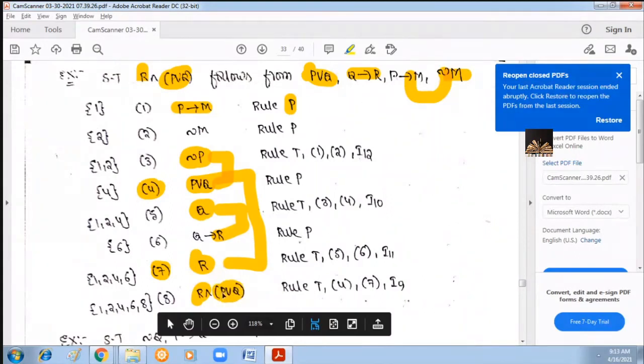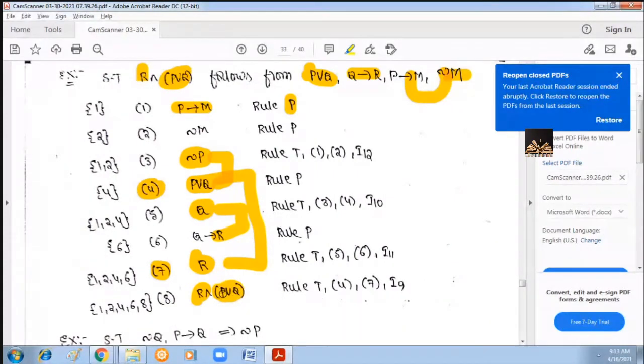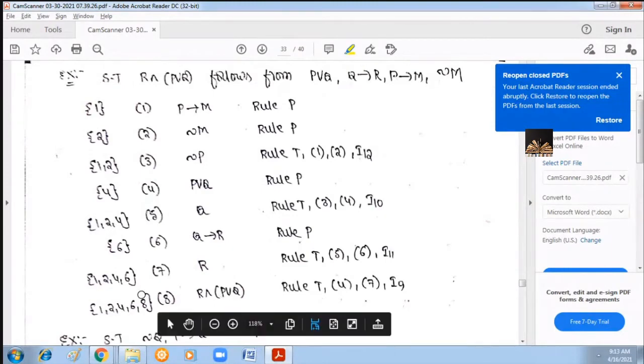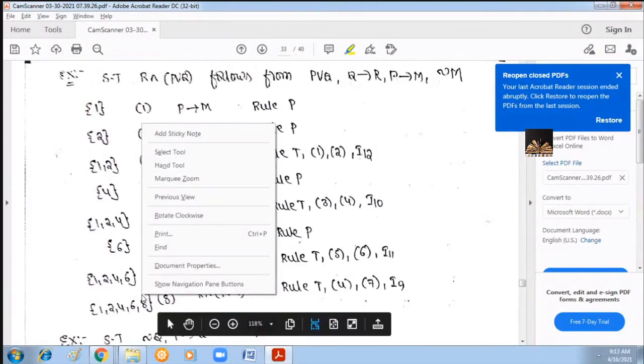Union Q, which is your conclusion. So am I clear, ma? In this way, by using rule P and rule T, you can prove whether the conclusion is valid or not.